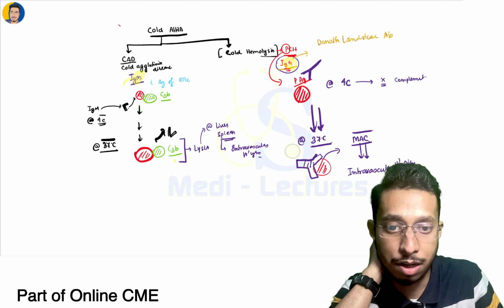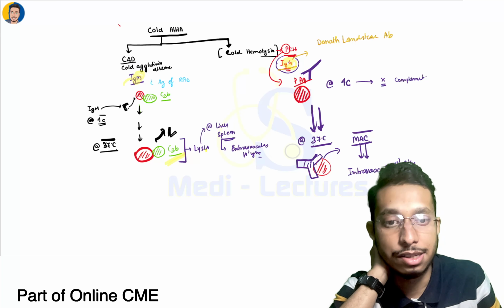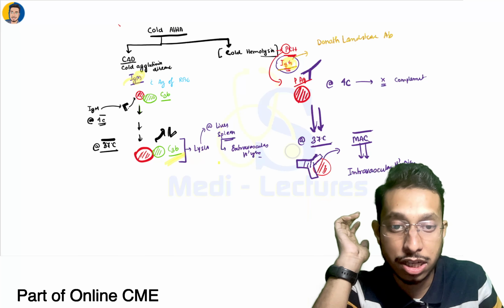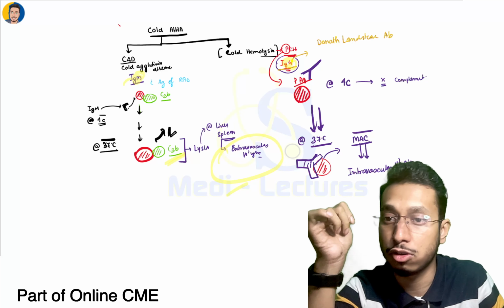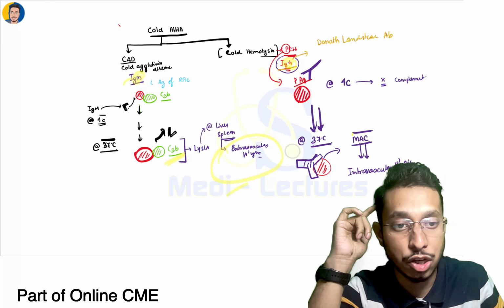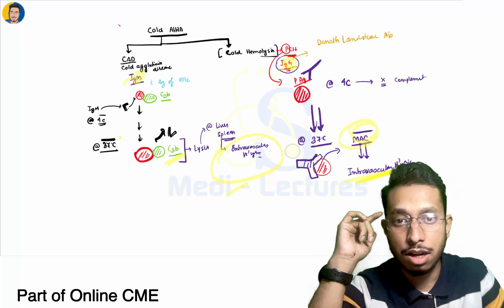As C3b was bound to it, that is an opsonin. So this opsonin mediated lysis occurs in the liver and spleen, resulting in extravascular hemolysis in cold agglutinin disease, whereas in cold hemolysin or paroxysmal cold hemoglobinuria, due to activation of the membrane attack complex, there is intravascular hemolysis. Right.